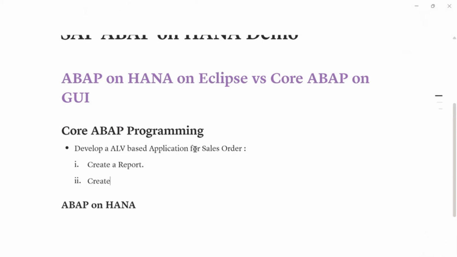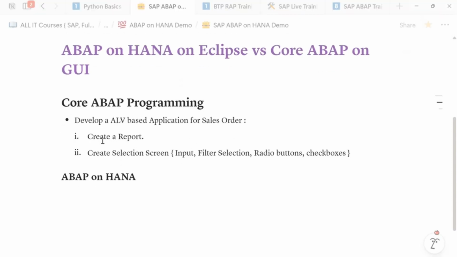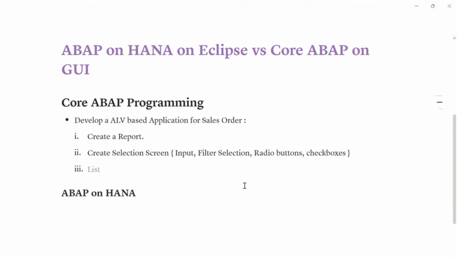I'll create selection screens. I'll call the selection screen with the desired inputs and filter condition via the select option. If I need some radio buttons, I will do that. Check boxes, correct? Yeah, correct. This is the way. So I will be having these inputs. Now, once I have these inputs, within the start of selection, I will write the query.